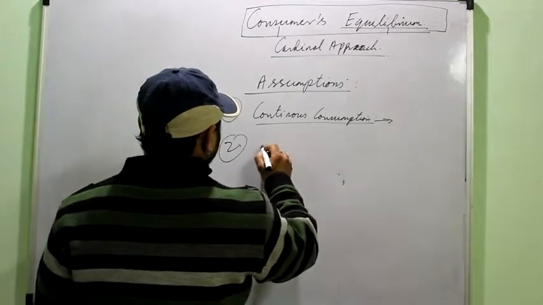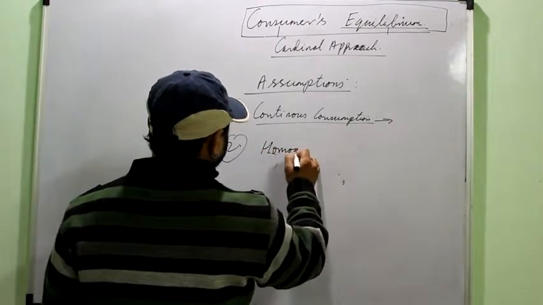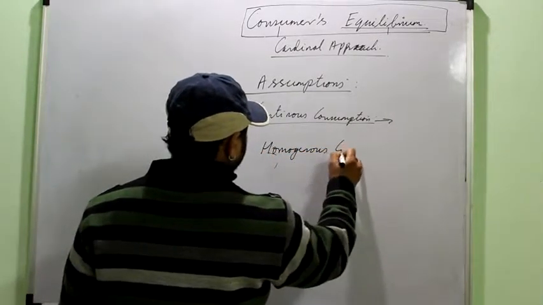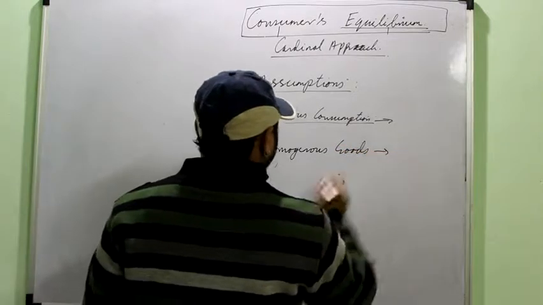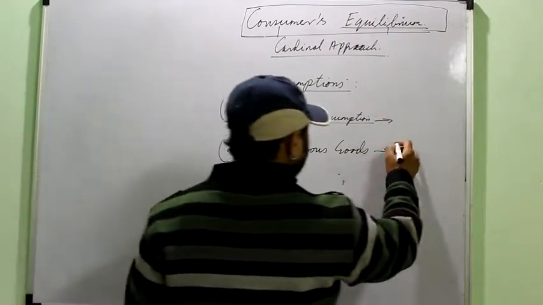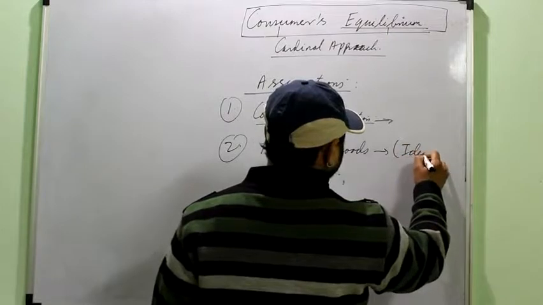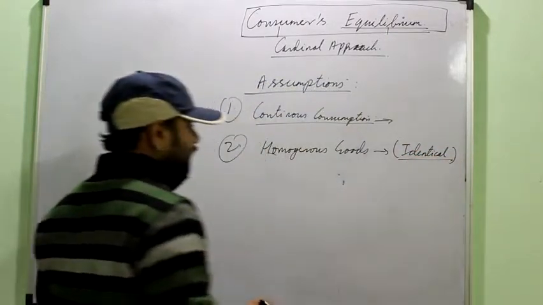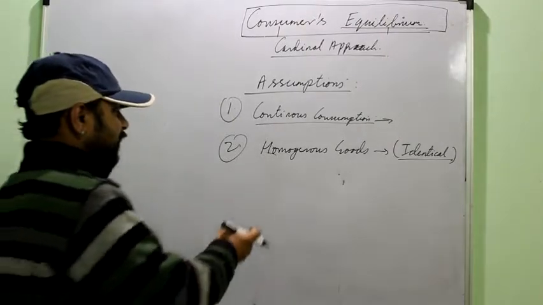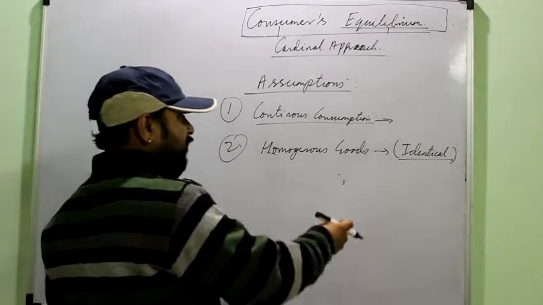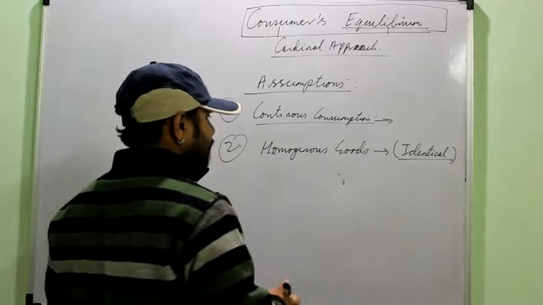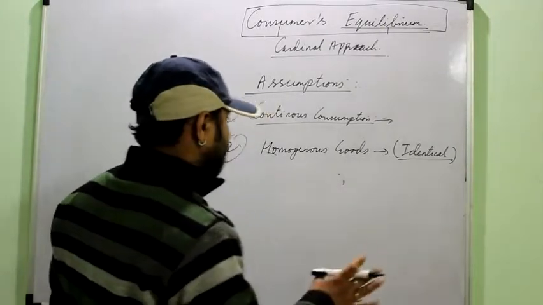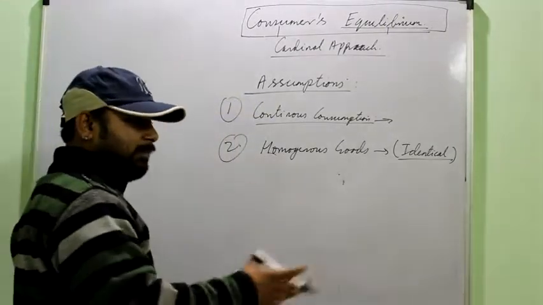Then next is homogeneous goods. Homogeneous goods mean that the goods should be identical in all aspects, in taste. Like suppose if you are talking about a pizza, not first a veg, then a non-veg, then some other flavor of a pizza, so they should be similar. Like if you talk about chapatis, so same type of chapatis.